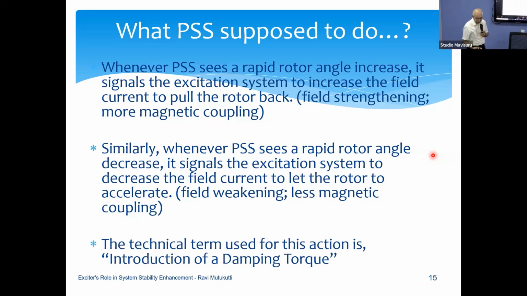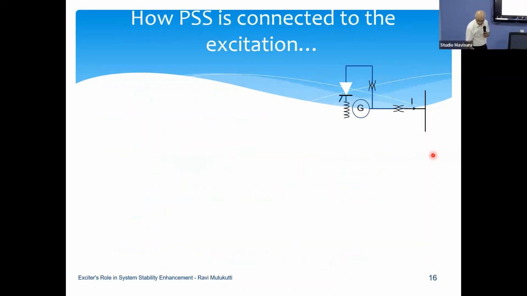So we call it adding a damping torque, because when you are moving from one position to the other position, instead of having a huge overshoot, it will make that overshoot smaller, as well as damp out that overshoot quicker, rather than giving it a long time to die. So that's why we call it damping.